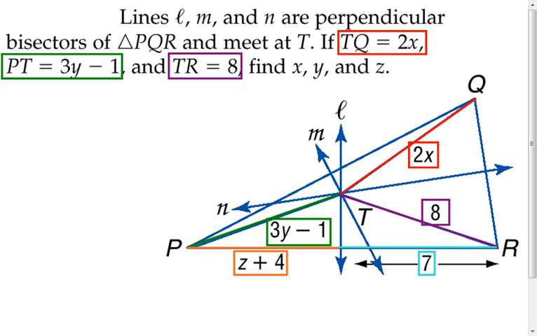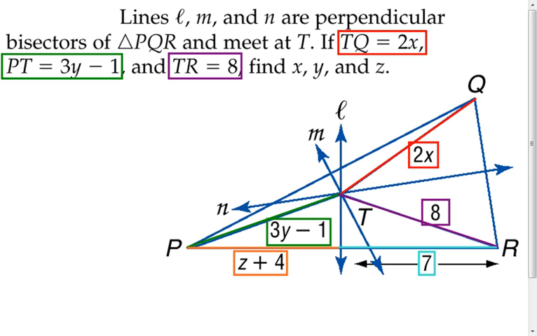Now when you look at this problem at the beginning, it looks very complex, very confusing. So what I've done is I've used color to try to help us identify different pieces in this triangle, because there's definitely a lot going on. But it tells us that line L, line M, and line N are perpendicular bisectors of the triangle PQR, which means they're perpendicular bisectors of the sides.